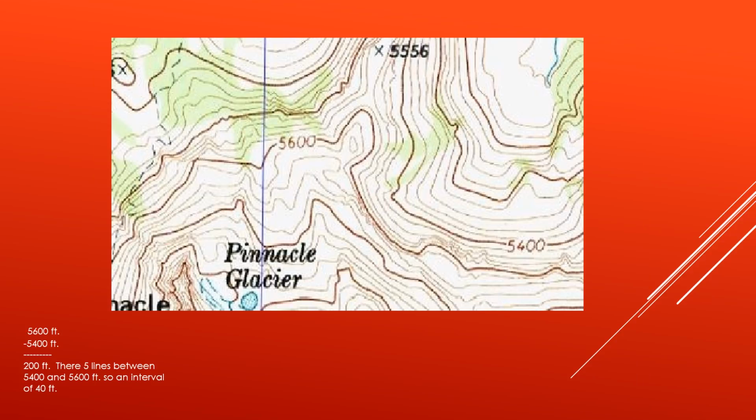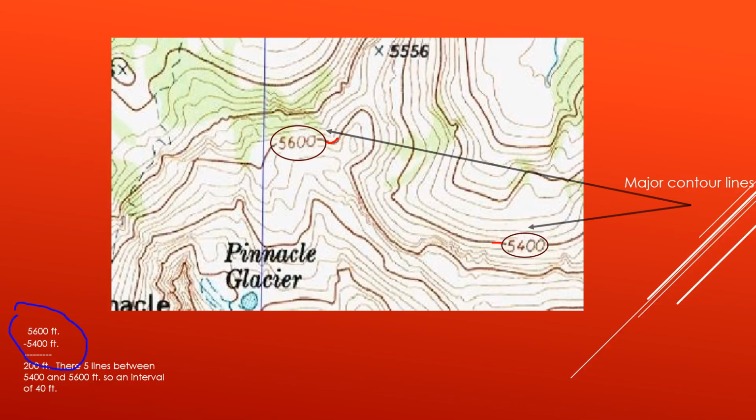This next slide talks about an important concept, which is contour lines and figuring out the contour interval. So first, take a look at these numbers here, 5400 and 5600. Note that they're on dark contour lines. Those are major contour lines. And we note that there is 200 feet between 5400 and 5600, as noted here in our math equation.